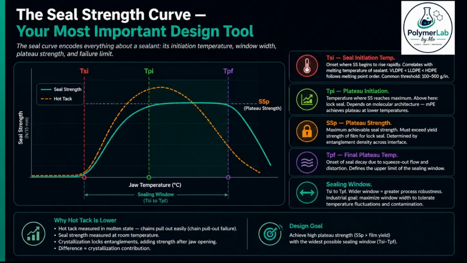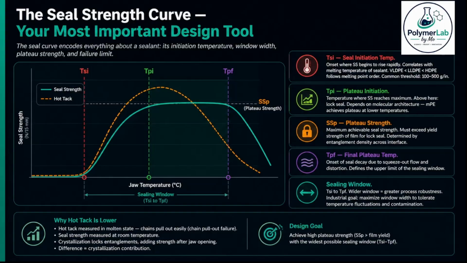At TPI, the plateau initiation temperature, the seal strength reaches a maximum and levels off. This plateau represents a state where the entire interface is fully diffused and entangled. Further temperature increase doesn't improve strength. Materials in this plateau region form what is called a lock seal, a seal where the material itself will tear before the seal opens. The plateau seal strength must exceed the yield strength of the film for lock seal behavior.